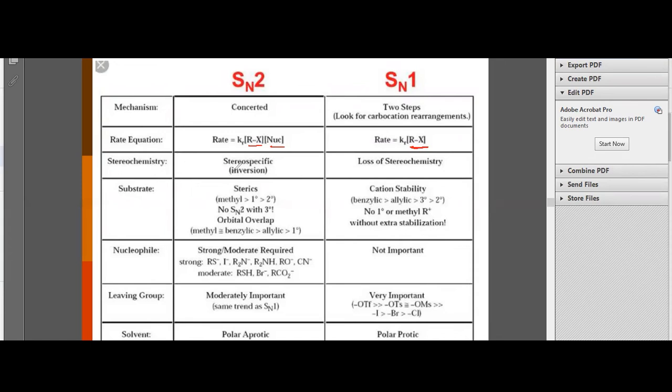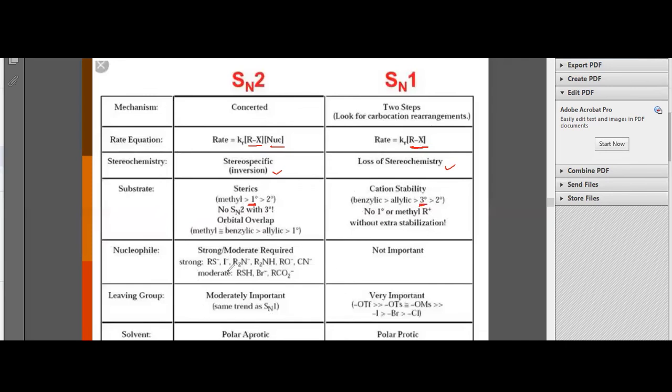The stereochemistry for SN2 is inversion of product, or stereospecific. And this is loss of stereochemistry, a racemic mixture. I'll explain the isomerism later on. The substrate for SN2 is the primary halogenoalkane, mostly. For SN1 it is tertiary.